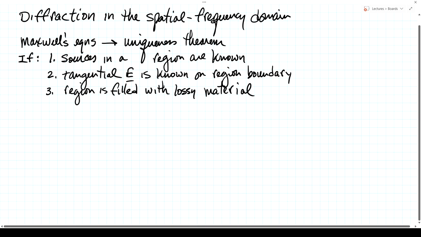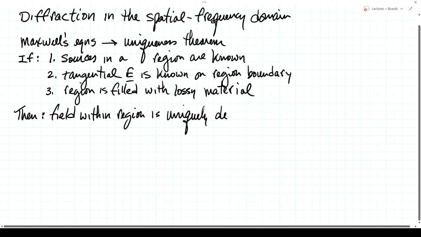If this is true, then the field within the region is uniquely determined. So, for us, we will make use of this result as diagrammed in this illustration here.